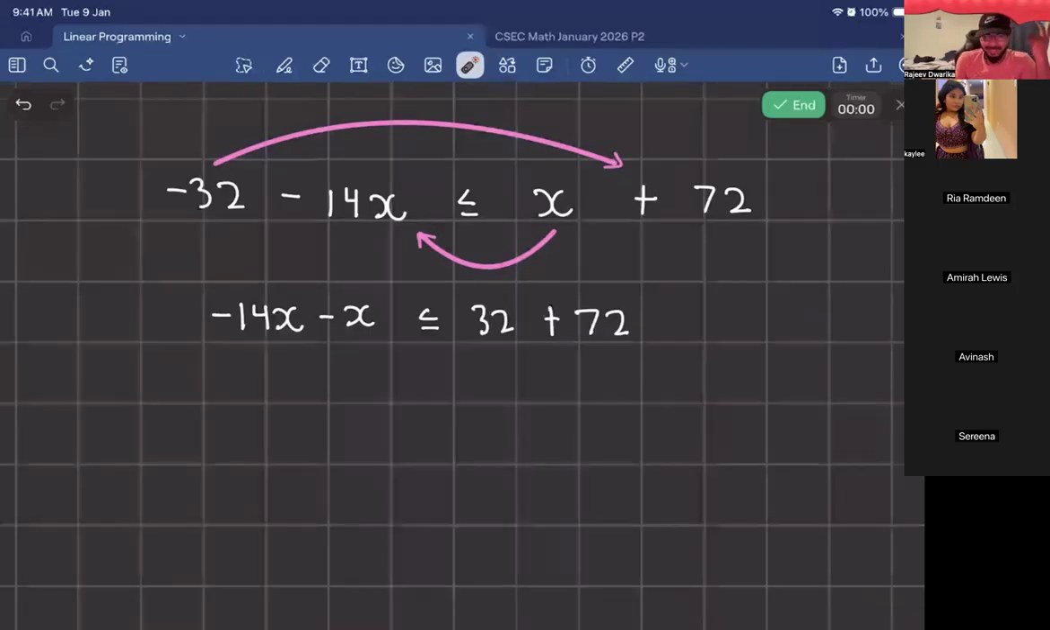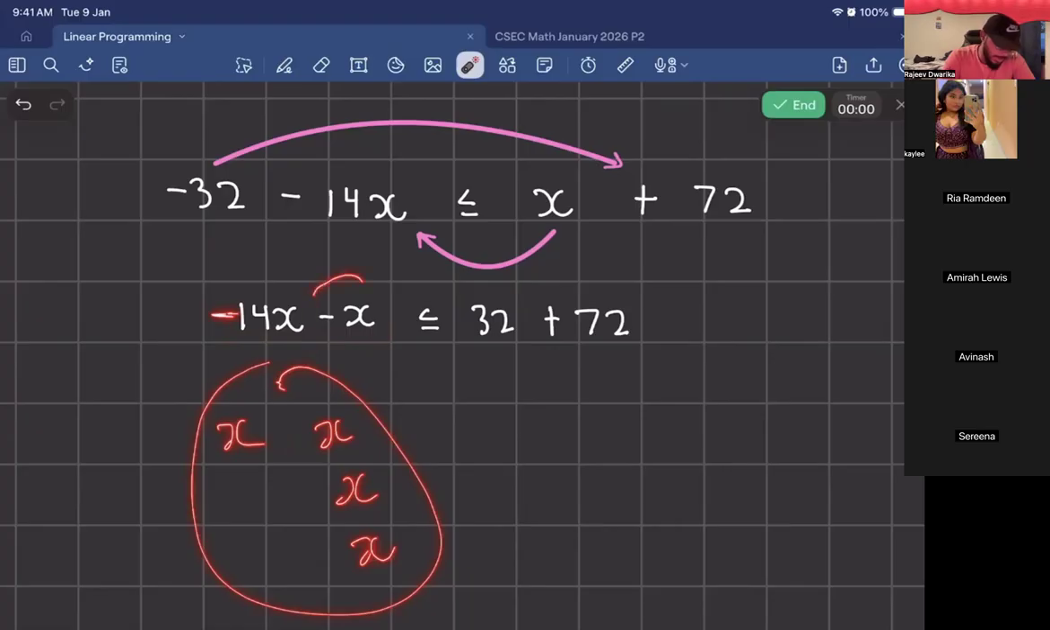Don't feel targeted. So yeah, Amira, what is minus 14x minus x? Imagine you take 14 x's, and you take another x. How many x's are you going to take? Think of negative as taken away. Imagine you take 14, and then you take another x. How many x's will you take altogether?